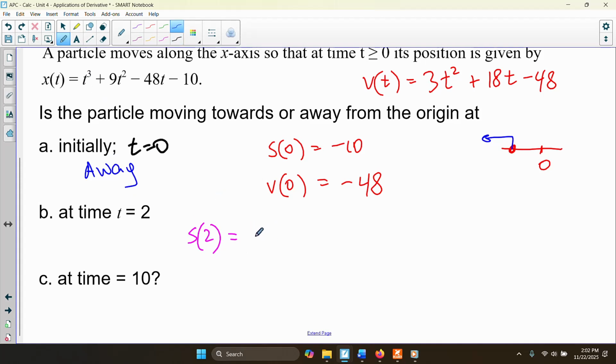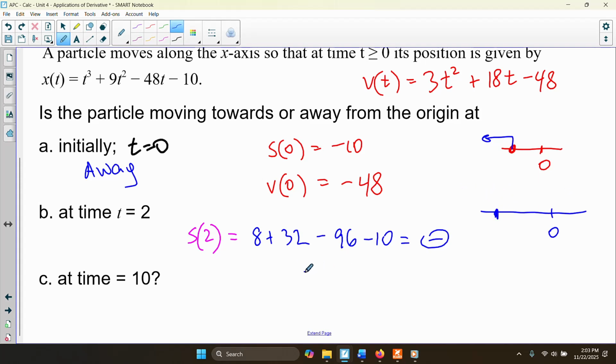So this is going to be 2 cubed, 8, plus 9 times 4, 32, I think, right? That's a 4, minus 48 times 2 is 96, and minus 10. So in this case, s of 2 is going to be negative. Doesn't matter what the number is, it's going to be negative, less than 0. So again, you are on this side of the origin, but the question is, are you going left or right?